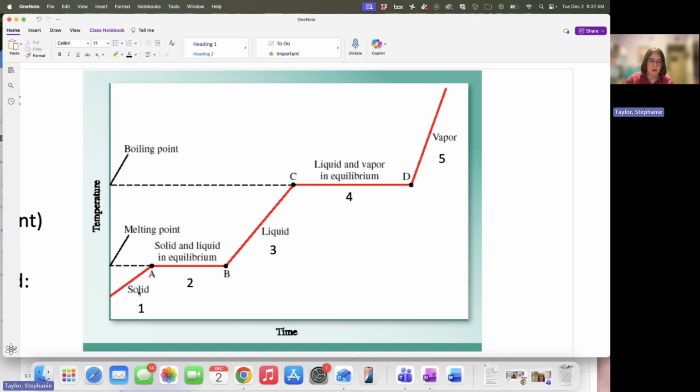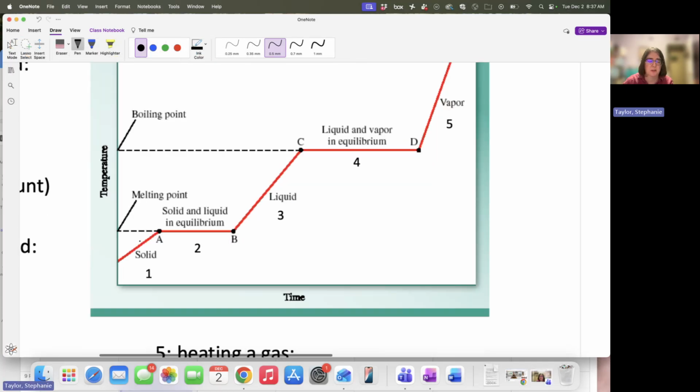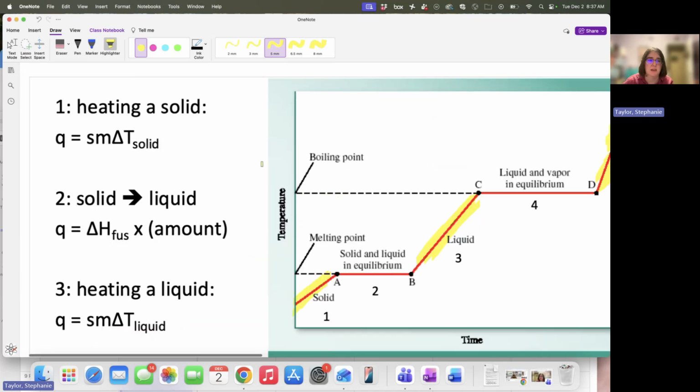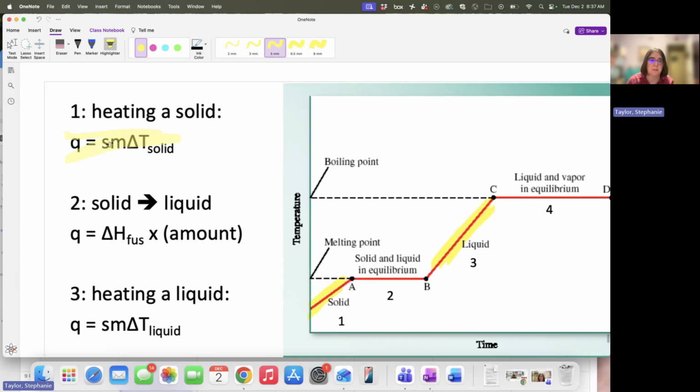These lines are not vertical because they're at an angle. But essentially I'm going to highlight them. These lines here are all about heating something. So all of these lines that I've just highlighted are all about heating something. So we have equations for that. This Q equals Sm delta T.